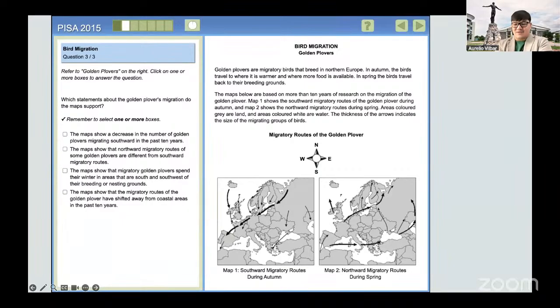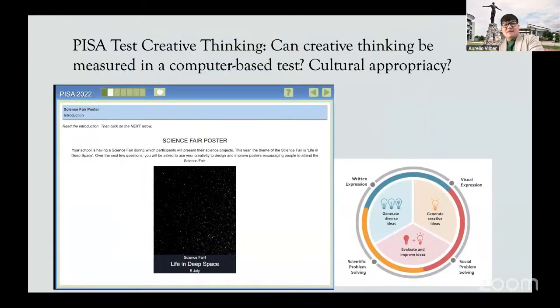Kakaiba. Okay. Now, meron din creative thinking. How do we measure creative thinking? Meron sa PISA. For PISA, ito yung creative thinking niya. Written expression, it will check if can you write properly. Visual expression, can you understand the graph? Can you make some little drawing? Scientific problem. So, ito yung isang creative thinking. School fair, science fair poster.